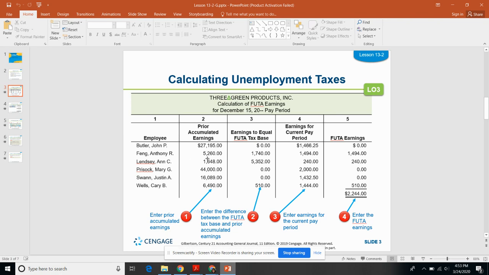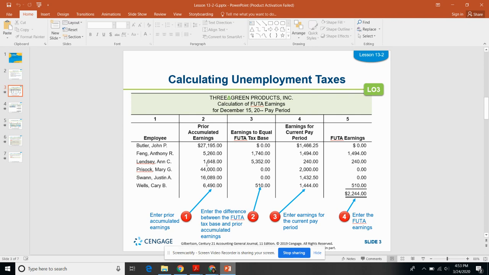The next person, Anthony, only earned $5,260. He can earn another $1,740 to reach his 7,000. So this period he earned $1,494. So the $5,260 plus the $1,494 still doesn't reach the 7,000. So he can be taxed on the entire $1,494.